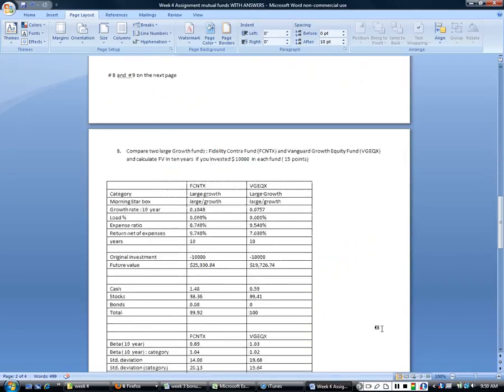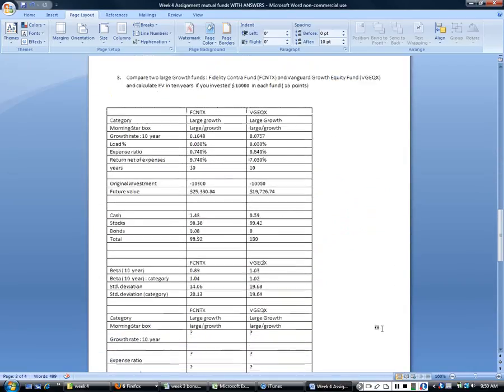Last one, I basically had you go through and compare two funds. We already talked about the one on the top, or at least looked at the data, and now we're comparing it with a fund from a different family. This one was done on the top; it was a large growth fund. Now what I asked you to do is compare it to another large growth fund. I basically gave you a fund, which is the Fidelity FCNTX fund.